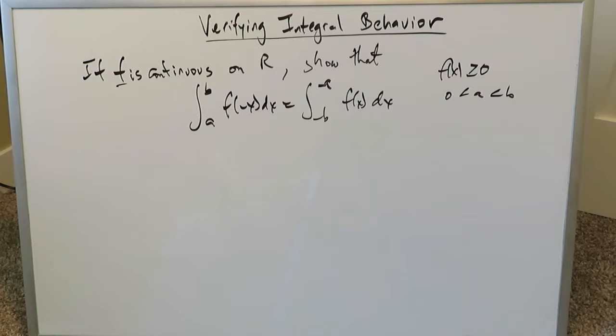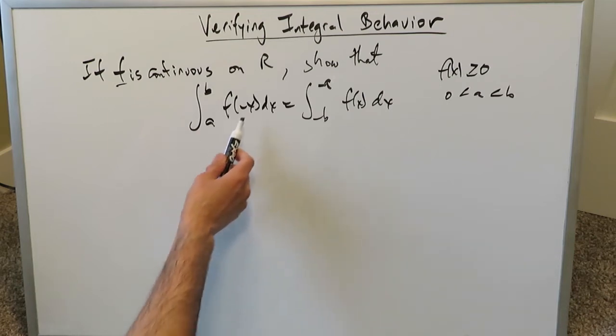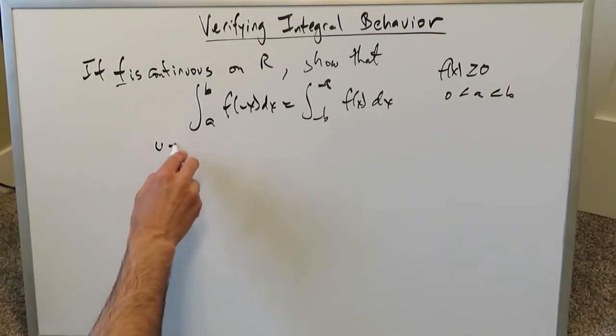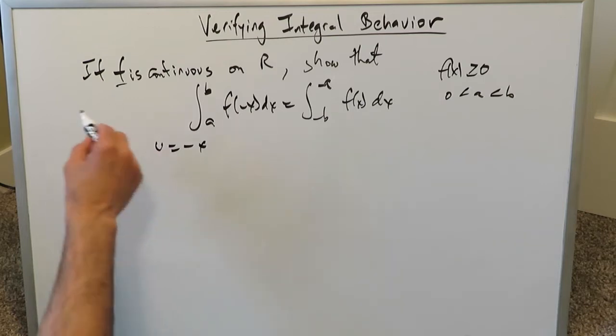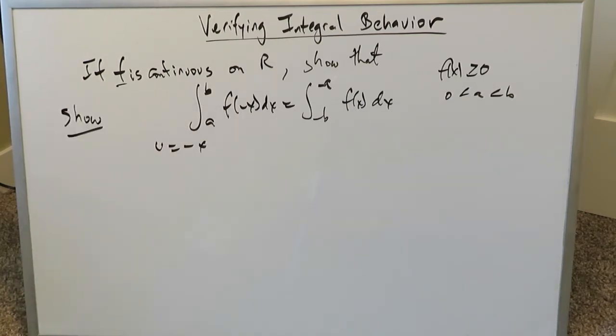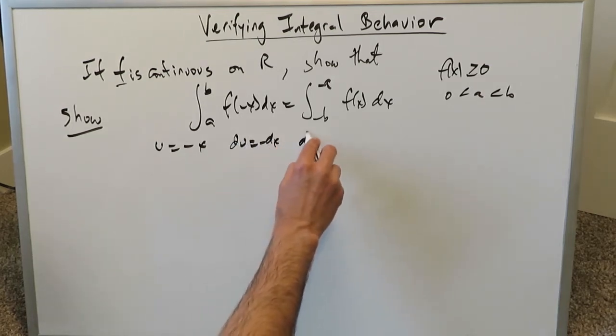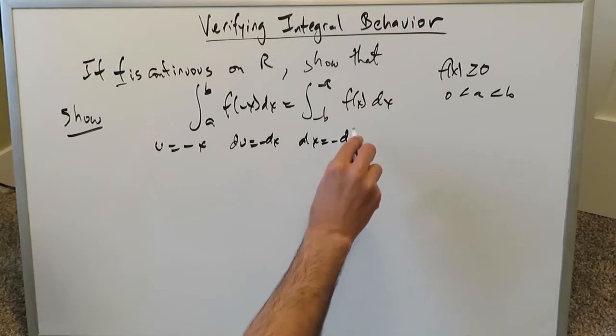How would you go about proving this, given the fact that we've looked at integrals so far? What we've learned, the best way to do this is using a substitution over here. Remember, in these questions we have to show that these statements are true. If u is equal to minus x, then du is equal to minus dx, and dx is equal to minus du.